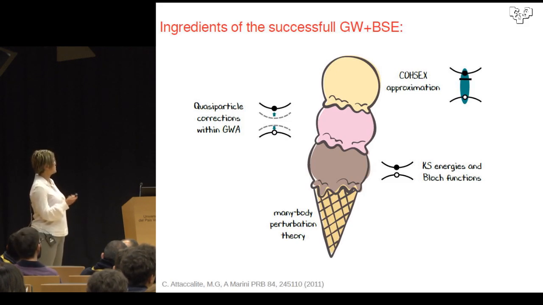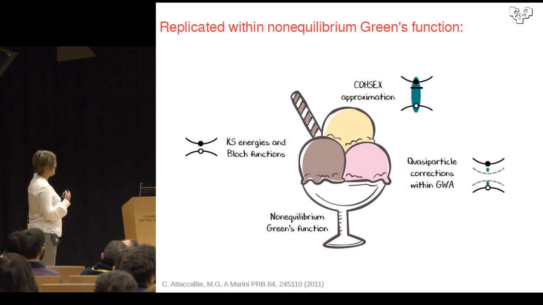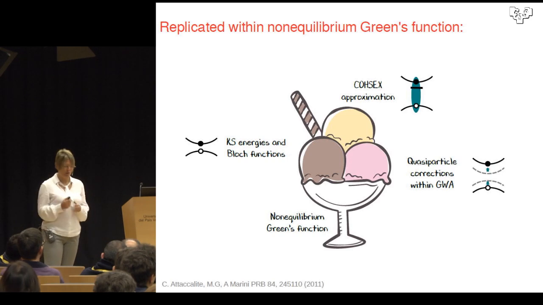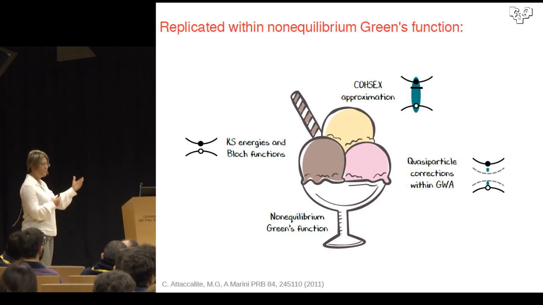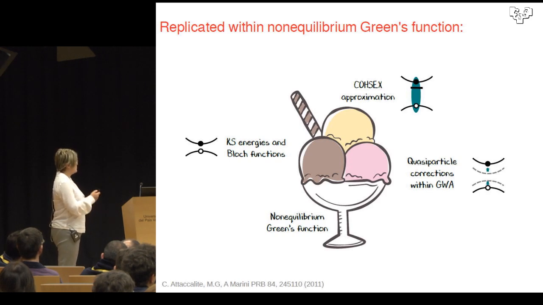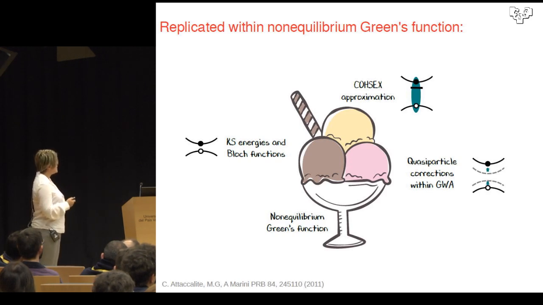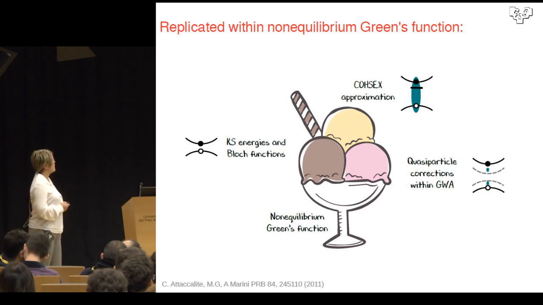So what we did was to take the same ingredients, but found everything on the non-equilibrium Green's function, since we want a real-time approach that may go to time-resolved and even extreme nonlinear phenomena. We start from the Kadanoff-Baym equation, and then we apply exactly the same approximations. So we use Kohn-Sham energies, so we are first principles, and we correct them within the GW approximation.